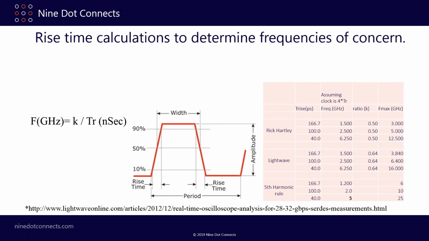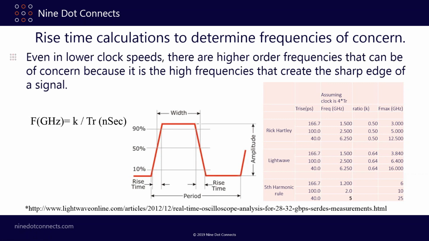This is a very common diagram that you'll see on the left-hand side, with a very common equation where the frequency of concern that could possibly be generated is a function of this constant K divided by the 20-80% rule of transient rise time. You may be familiar with this formula, and you probably already know that typically people use 0.35. But the interesting thing is, even at lower clock speeds, there are going to be higher order frequencies that can be of concern, because it is the high frequencies that create the sharp edge of the signal.